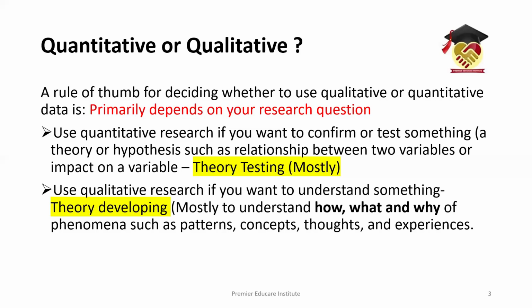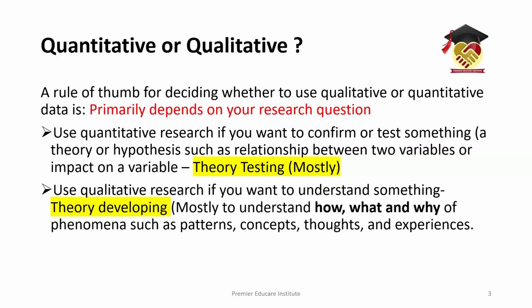And again, quantitative means you're supposed to test the relationship between two or more factors. For example, height versus weight, smoking versus cancer, or what are the factors affecting customer satisfaction, so the impact on a variable. These things come under the quantitative research. I will come again to this area a little later.